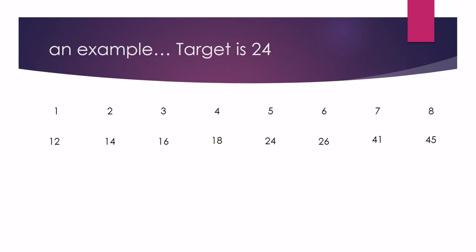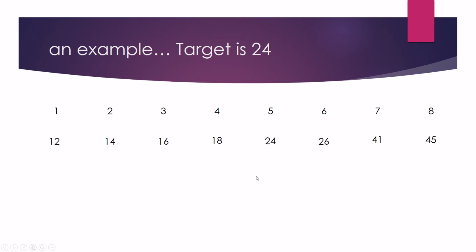Let's do this as an example. So the top row we have 1 through 8 for our index array, and we have assorted values 12 through 45. Notice that this list is still sorted. The target value is that one, 24.